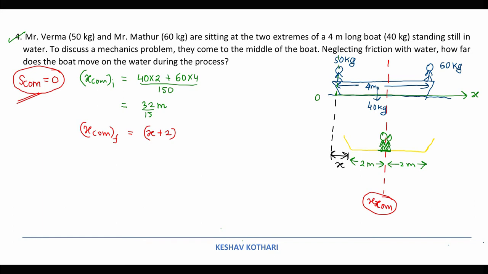So I can say that x plus 2 is equal to 32 by 15. And from here we get a value that x is equal to 2 by 15 meter, which is written as 0.13 meter or 13 centimeter. So this is the answer for this particular problem. So the boat will be displaced by 13 centimeter when they meet at the center. Let us move to the next question.